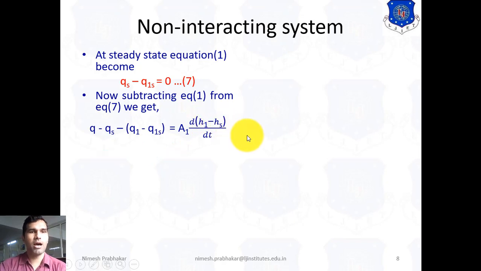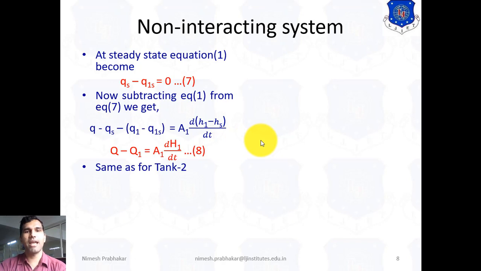Okay. Now here we define the deviation variable Q minus Qs as the capital Q, and Q1 minus Q1s is the capital Q1, and H1 minus H1s we write as the capital H1. So A1 dH1 by dt. So this is the equation for the tank 1.